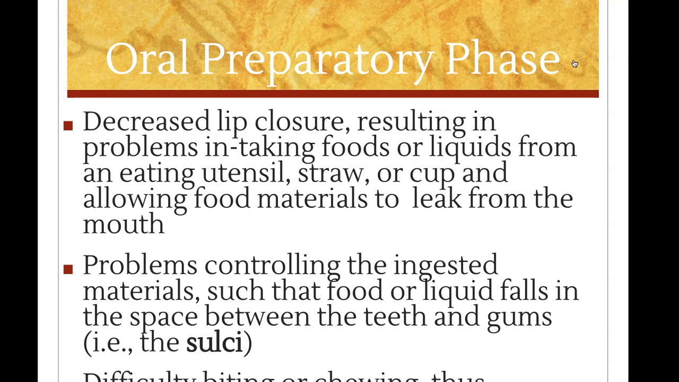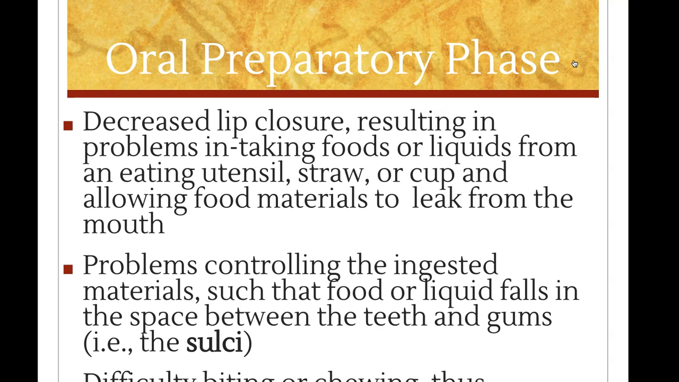All right, the oral prep phase. Decreased lip closure is a big issue, resulting in problems intaking foods or liquid from an eating utensil, straw, or cup. If you can't close your mouth around that spoon or that fork or the cup, you're going to have food spilling all over the place. And then once you get food in your mouth, if you can't close your mouth, those materials are going to leak back out of your mouth. So you're just going to have a difficult time getting food in your mouth, and then once it's in your mouth, having it stay in your mouth and not leaking out.